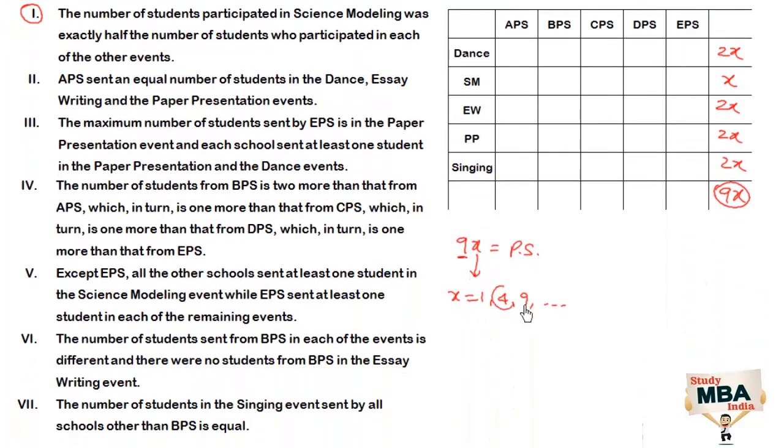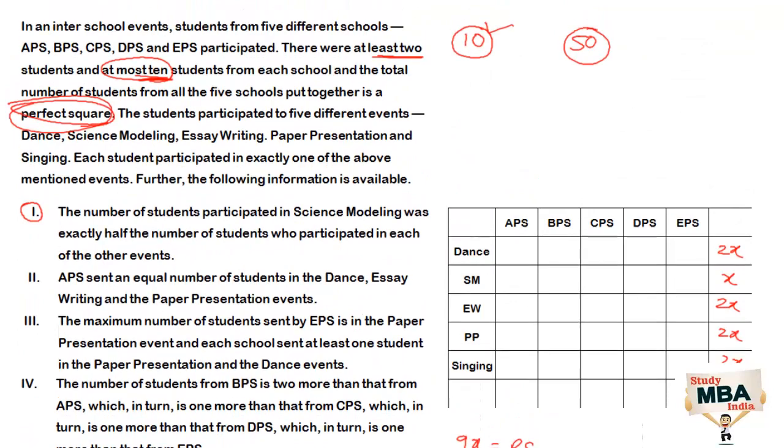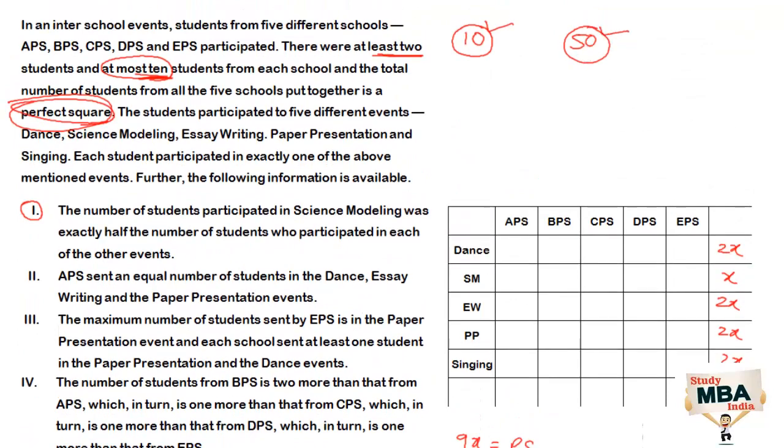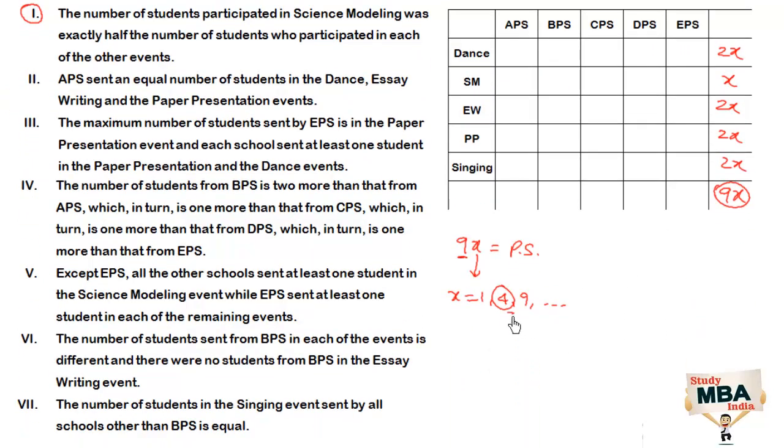The other value of x is 4. So in that case 9 into 4 will make it 36, right? So this is one of the possibilities. We can't take 9 because the total number of students will be 9 into 9, that is 81, and we know that the maximum number of students who can participate is 50. So obviously the only possible value of x is 4, which gives that the total number of students who are participating in these 5 events from across all the 5 schools is 36.